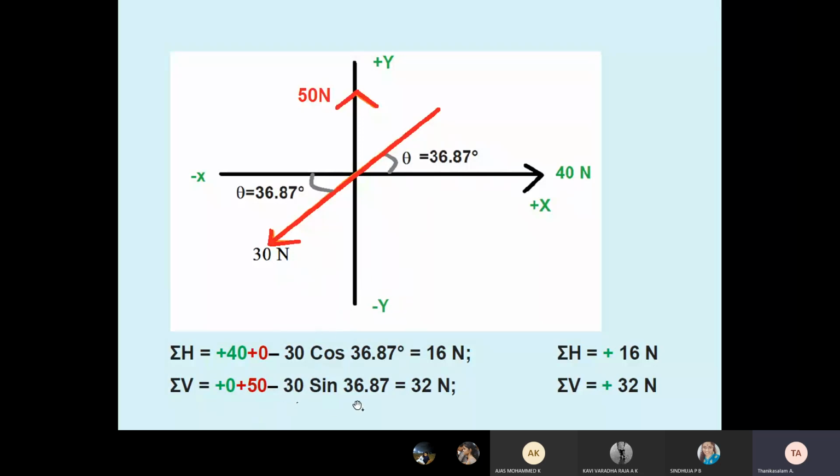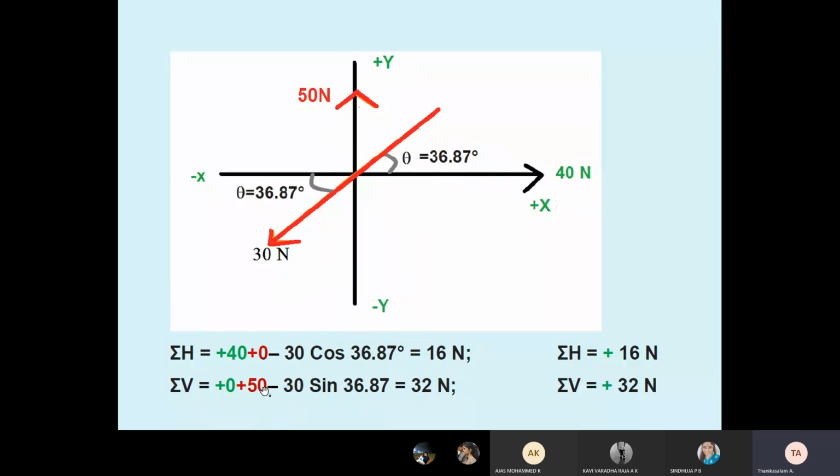Minus 30 sin 36.87. See, in this equation, I have written all forces' horizontal components and all forces' vertical components as a single step. That's why I used different colors. The green color means 40 Newton, red color means 50 Newton, black color means 30 Newton. The 40 Newton acts only horizontally, therefore the y component is not given. That's why I put 0. X component 40. See, the 50 Newton acts only in the y direction. Therefore, x is 0. That's why I put 0 in the x component.